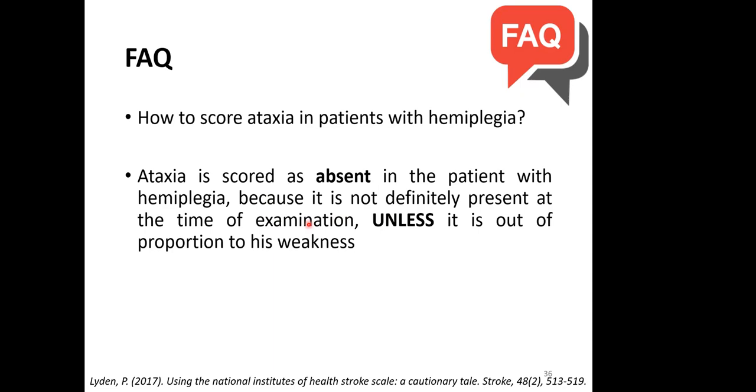Let's say you score the weakness as 1, meaning there's slight drift but it doesn't hit the bed. But when you test for ataxia, it is very, very obvious. When the patient lifts up the arm, it's just slow, a slight weakness only, but when you do the finger nose test, there's very obvious clumsiness. Then only you score it as present. If in the motor power you already score 3, the patient has no anti-gravity movement, then of course you cannot score the ataxia.